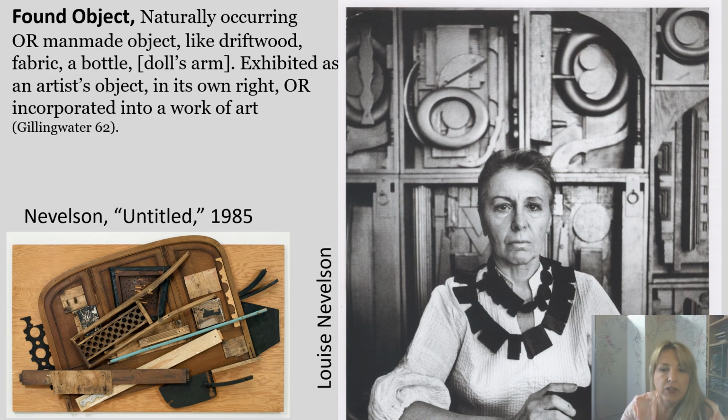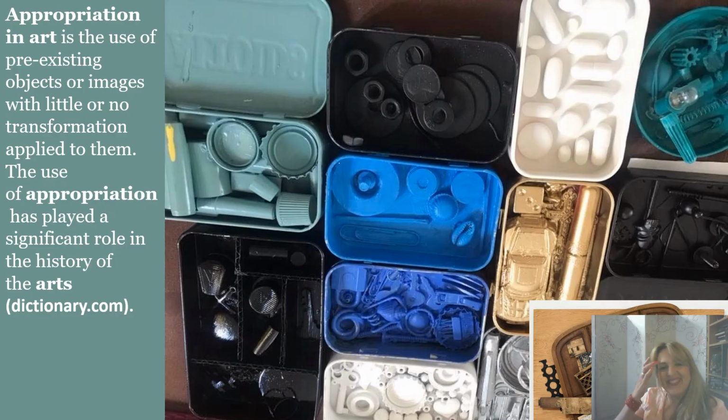And so this is Louise Nevelson. Now, I show this because it's a really good example of appropriation. In my classes, I often have what's called the Nevelson project, where you take an Altoid box and a bunch of found objects. They can be found around the house; they don't have to be found on the beach. This is an example of appropriation in art. It's the use of objects and images with little or no transformation applied to them. It basically reflects back to a specific type of art or image and almost cites them.